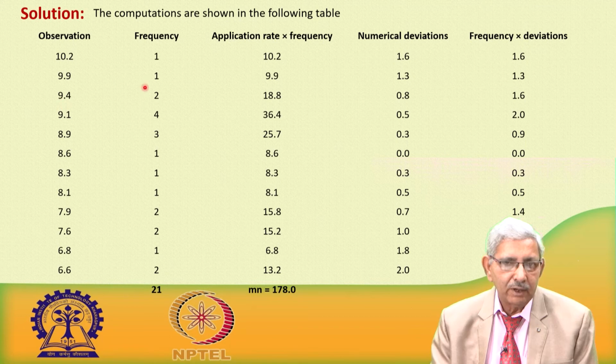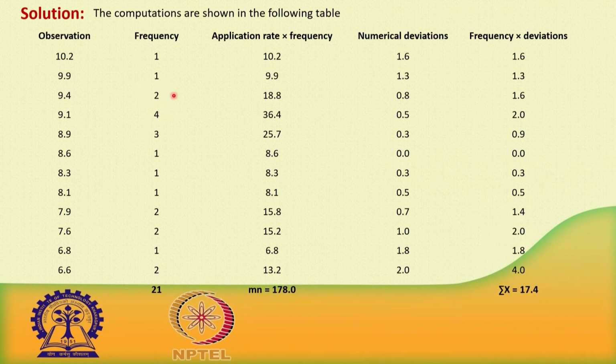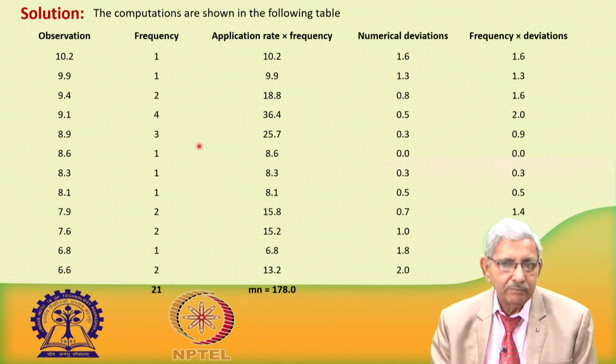Now, you can see 9.9 is another value, which has also occurred only once, but 9.4 millimeter or 9.4 milliliter of water has been obtained from 2 cans. Like this, the highest depth of water is 10.2 and the lowest is 6.6, and then we count how many times these observations occurred. There were 21 observations in total, and what we are doing is multiplying the application rate by the frequency. So, this is the observation multiplied by the frequency.